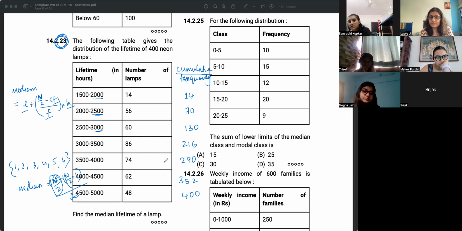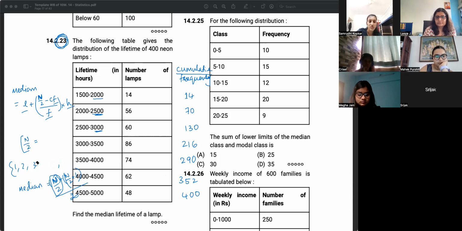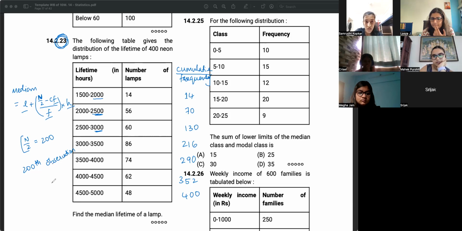So here also, in order to find the median class, what you'll do is find out n by 2. What is n by 2? 200, right? Equal to 200, क्योंकि total number is 400. Now 200th observation कौन से class में है? 3000 to 3500. Which one? 2500 to 3000 or 3000 to 3500? किस में है?